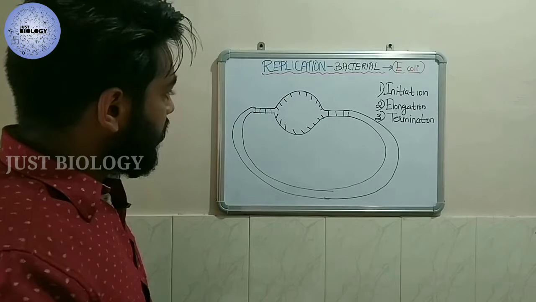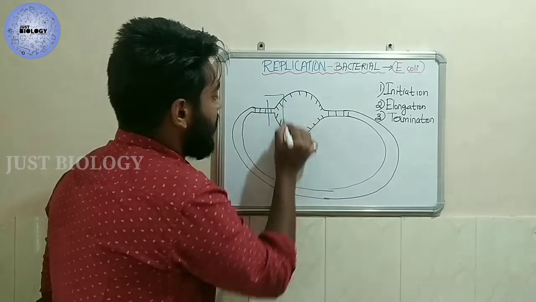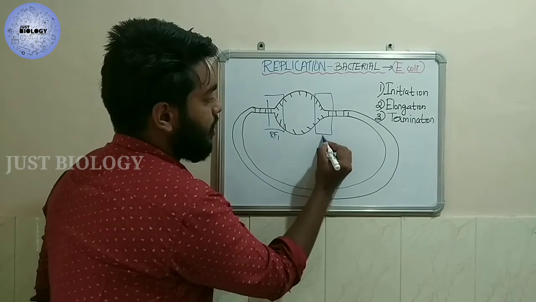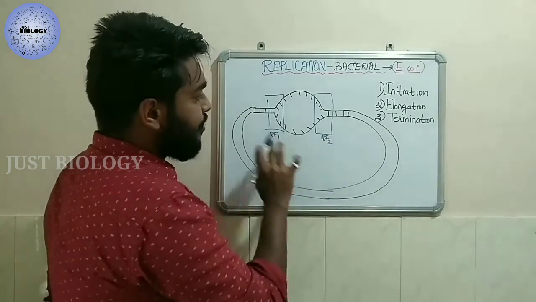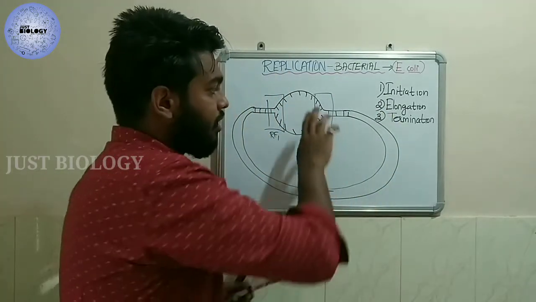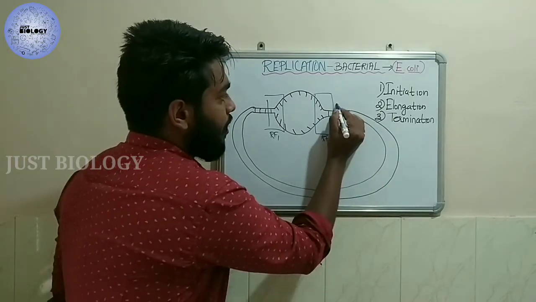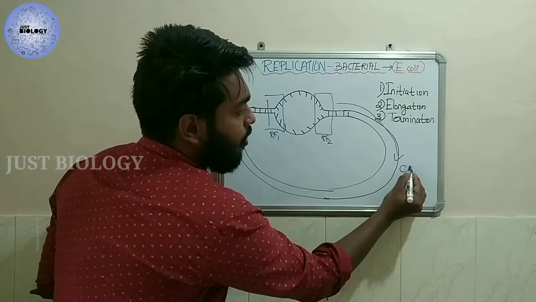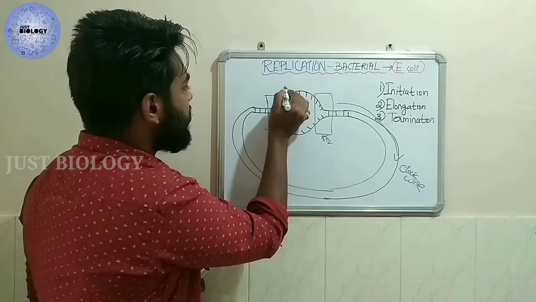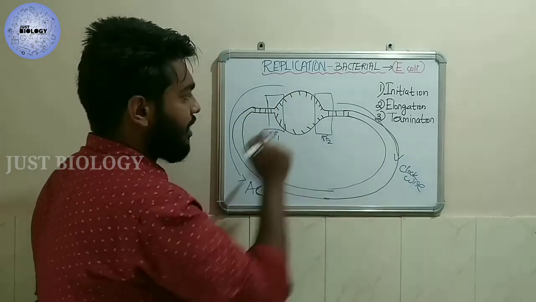And now if you see the forks of this replication, this is one fork and this is the second fork, so we can term them RF1 and RF2. This RF2 can move only in this direction, which we can call clockwise, and obviously this other direction we can call anti-clockwise.